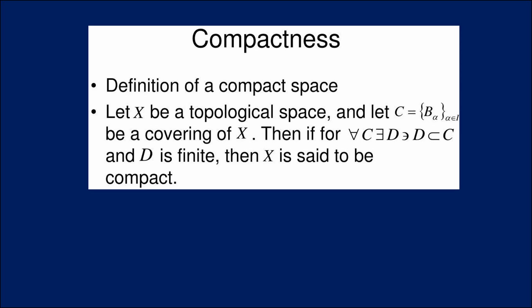Let X be a topological space and let C, which is equal to the set of B alpha, where alpha belongs to the indexed set I, be a covering of X. Then if for all C there exists a D such that D is contained in C and D is finite, then X is said to be compact.